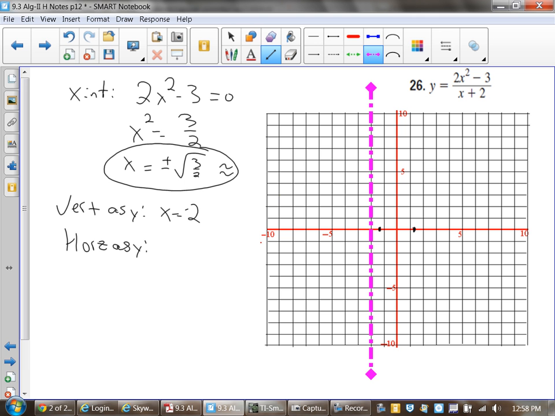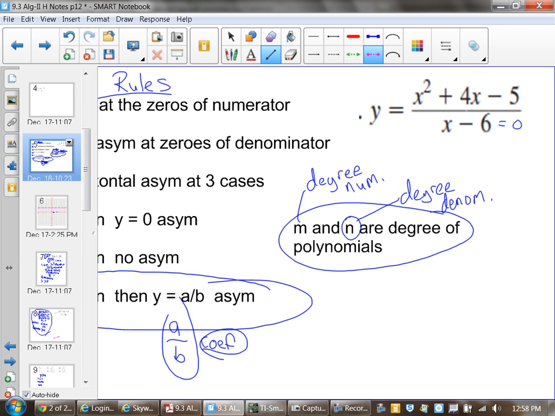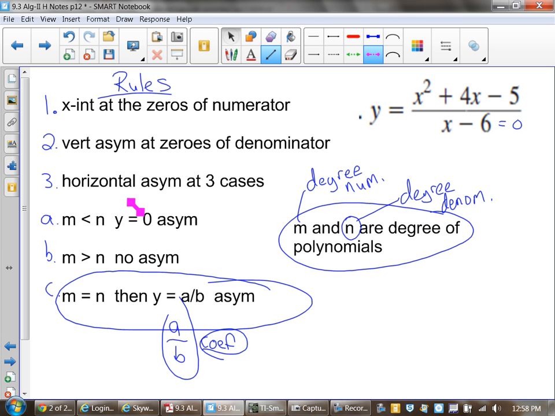We had the 3 possible cases. If m is less than n, y equals 0. If m is greater than n, we have none. And then here is where you're worrying about the coefficients. The coefficients are going to be your ax to the m degree over bx to the n. These are those coefficients.